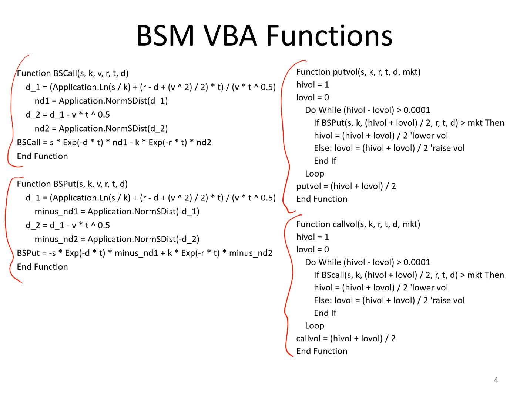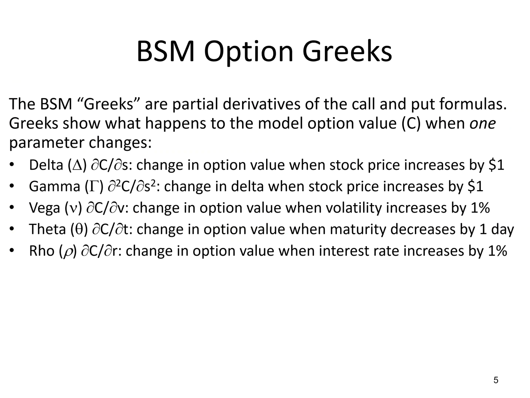a call. Now when we talk about the Greeks, what we're really talking about is derivatives of either the BS call formula or the BS put formula with respect to the stock price, the volatility, the interest rates, the maturity. So we're looking at derivatives of those functions, call and put, with respect to those underlying variables. The Greeks are partial derivatives of the call and put formulas, and they show you what happens to the value of an option using the model when one parameter changes.